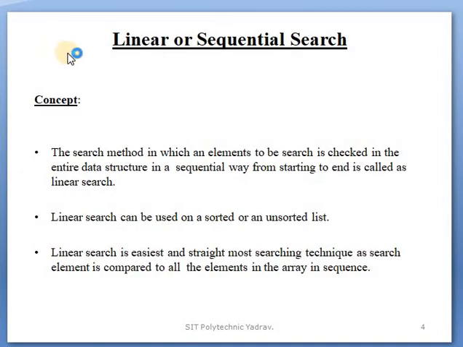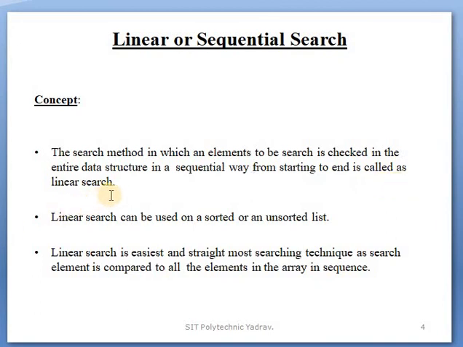Now we start today's point, that is linear or sequential search. It is one method of searching, known as linear search or sequential search. What is the definition? The search method in which an element to be searched is checked in the entire data structure in a sequential way from starting to end is called linear search.